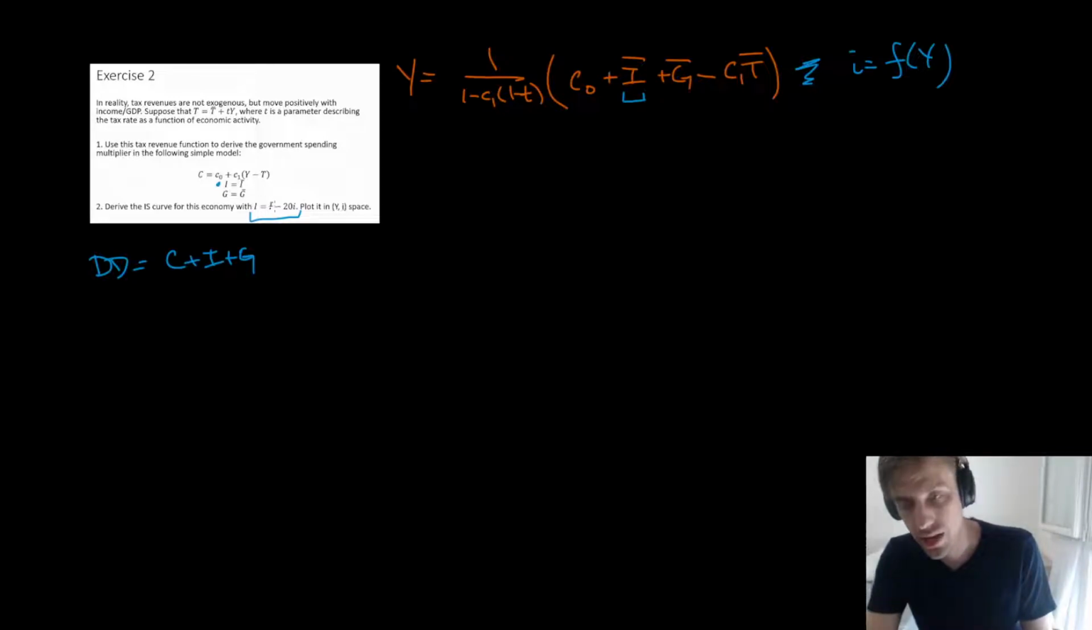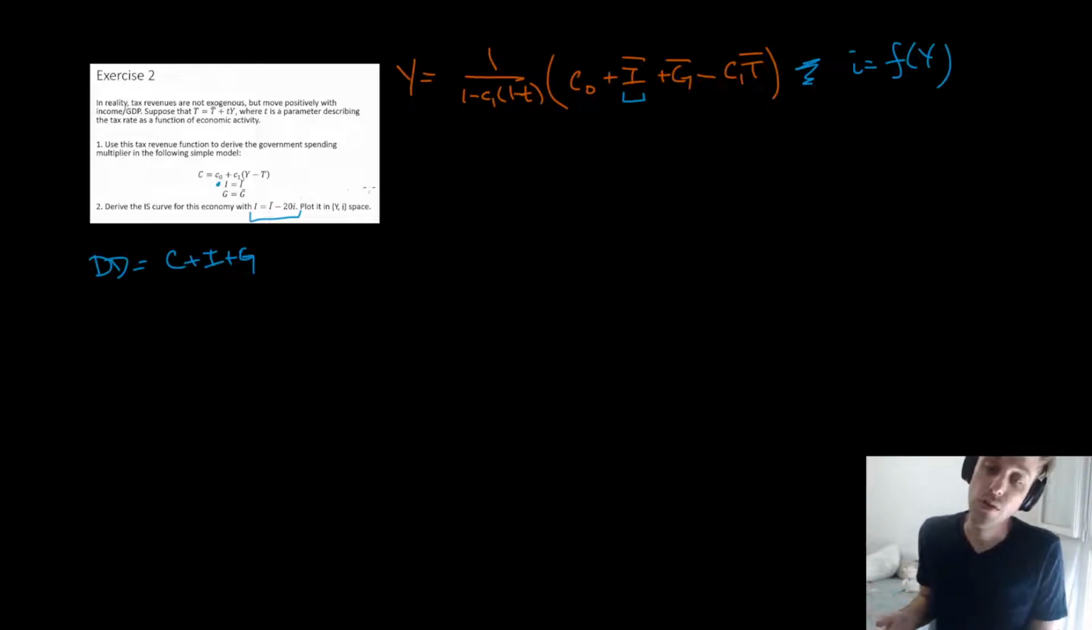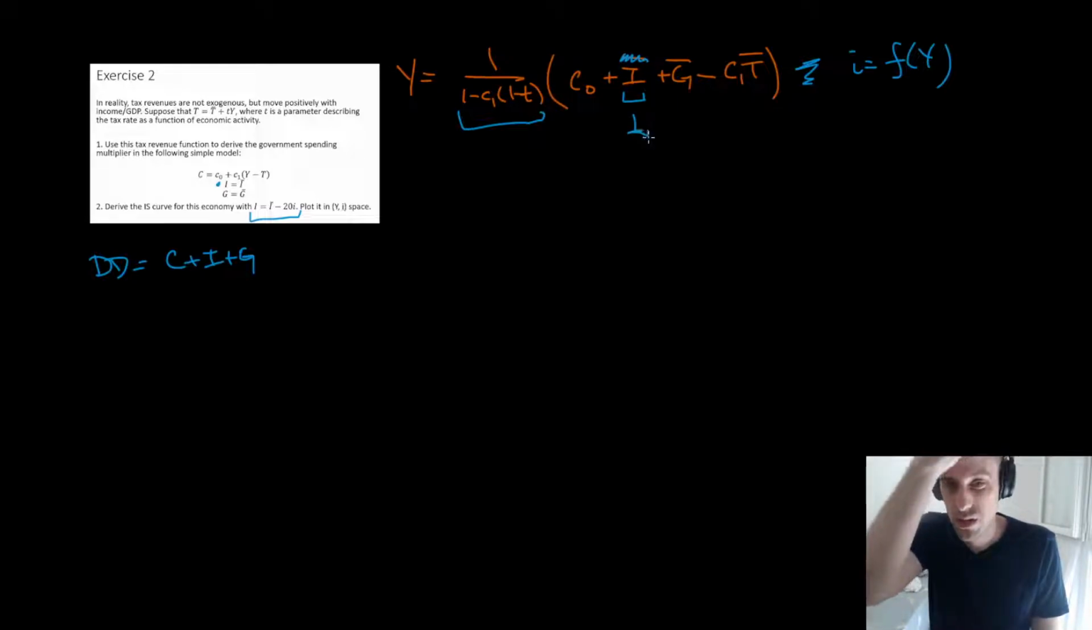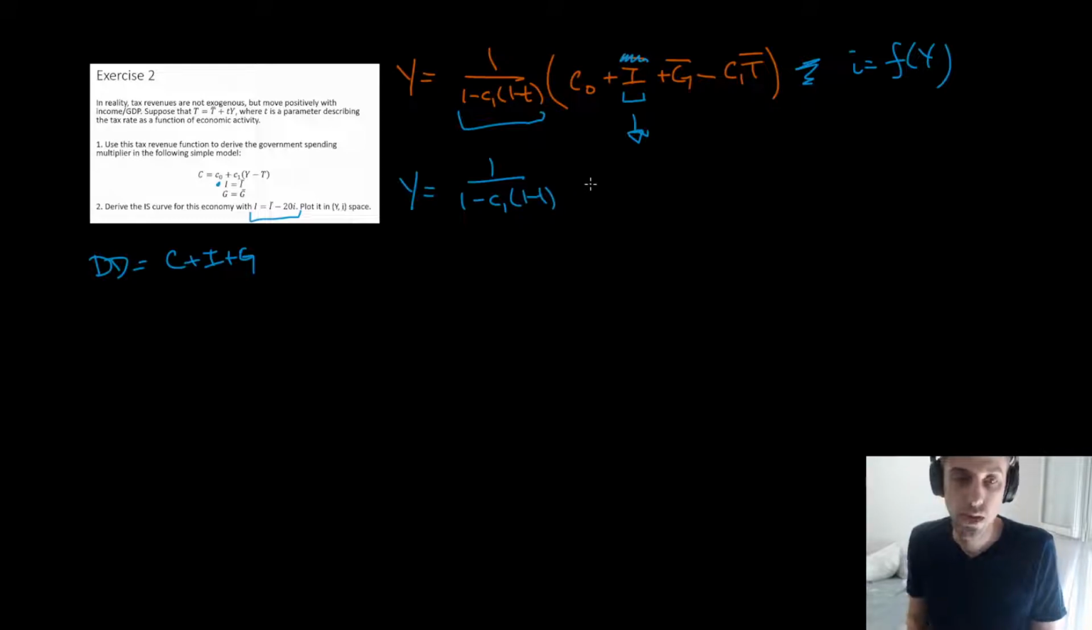I'm going to leverage the fact that nothing in this equation, I bar or minus 20i, has a y. So nothing will change in our derivation of this multiplier. Everything here would just be carried along inside of this term here. So what I could do is skip, and just say, let's imagine this isn't I bar, let's imagine that this is I, and then I'll just directly substitute the new function. So let's say y equals 1 over 1 minus c1, 1 minus t, times c0, and here comes the new function, which is I bar minus 20i plus g bar minus c1 t bar.